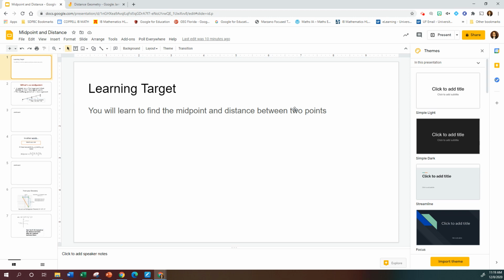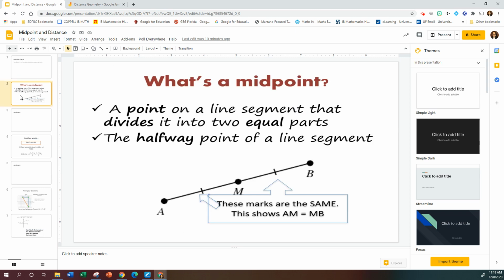So we're going to talk about midpoint and distance today. Most of you have dealt with midpoints before. If you've taken a geometry class, it is a point that has to be on a line segment. A line segment starts and stops, like this diagram that you see before you. It starts at A, stops at B, or vice versa. And a midpoint is a point that divides that line segment into two equal parts. Another word for it is the halfway point. So M is halfway between A and B.